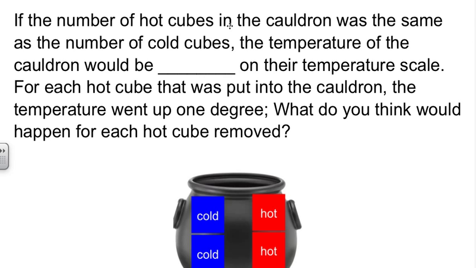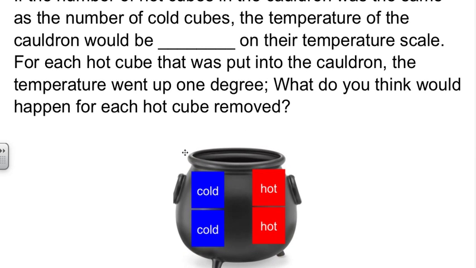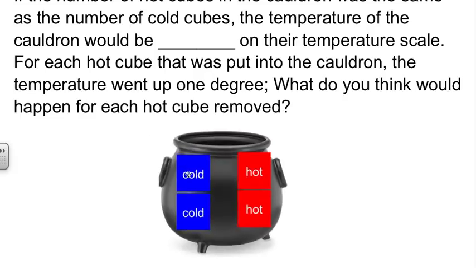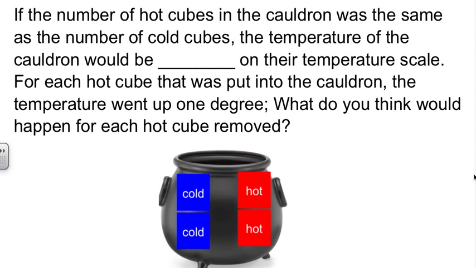If the number of hot cubes in the cauldron was the same as the number of cold cubes, the temperature of the cauldron would be... So think about that for a minute. If I had a pot of soup and it was a certain temperature and I put 2 cold cubes in here, my soup would get colder. And if I put 2 hot cubes in there, it would get hotter. But in all, what would happen?